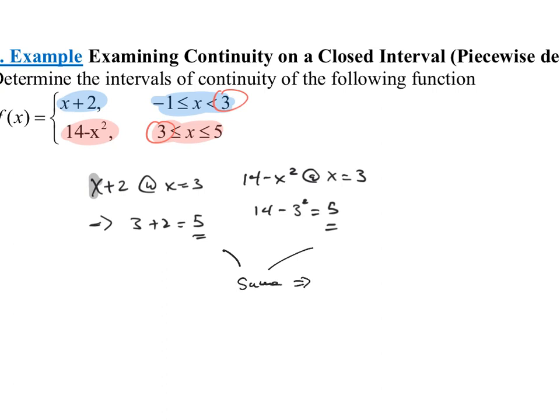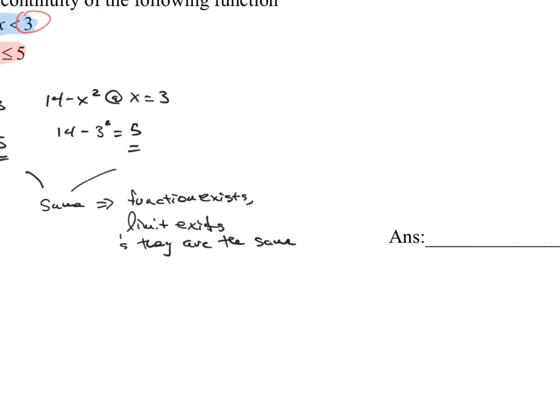that tells me the function exists, the limit exists, and they're the same. And if the function exists, the limit exists, and they're the same, I know it's continuous at that point. So it has to be continuous from -1 to 3 because x plus 2 is a polynomial. It has to be continuous from 3 to 5 because 14 minus x squared is a polynomial. And it is continuous at x equals 3 because those two values agree. Because of all of that, we can say it's continuous on the entire interval.